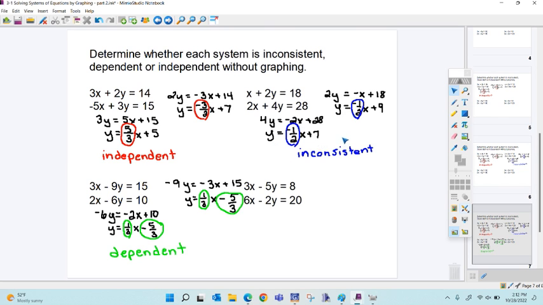Is the last one independent? I didn't get there yet. Let me do it yet. Okay, well then, I can't force you.